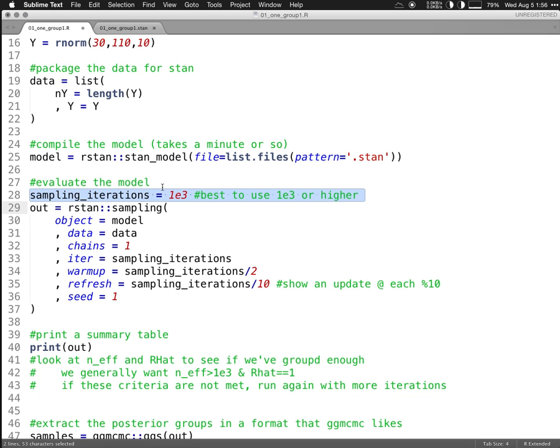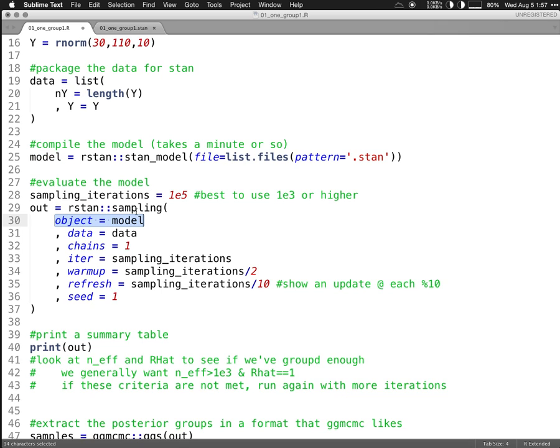What I'm going to do is start with a really high sample iteration so I can show you explicitly what the ideal output from this is. Then we'll drop the iterations down to talk about how to detect when you haven't sampled enough. So we'll use the RStan sampling function. We've compiled this model and put it into an object called model.